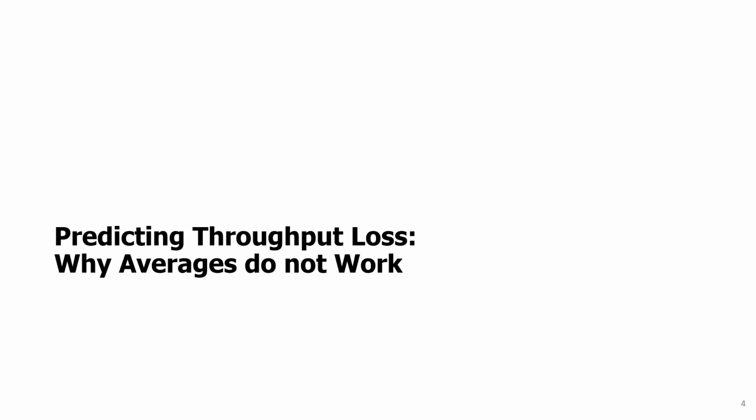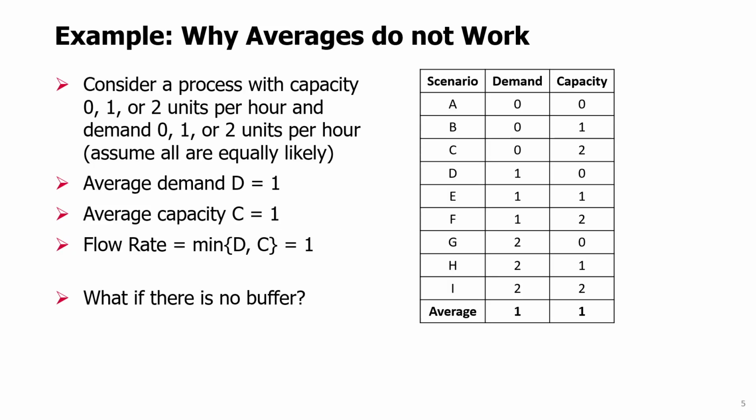Predicting throughput loss: why averages do not work. Consider a process with a capacity that varies. Sometimes it's 0, sometimes it's 1, and sometimes it's 2 units per hour. And the demand varies too: sometimes it's 0, sometimes it's 1, sometimes it's 2 units per hour.